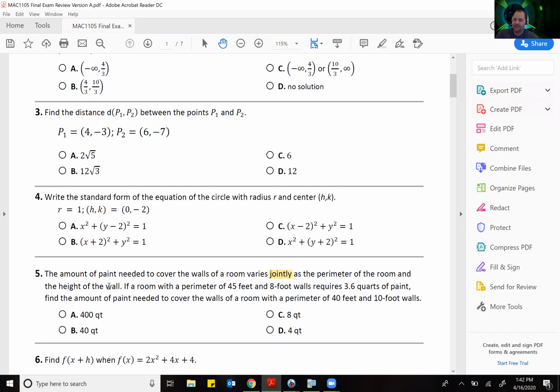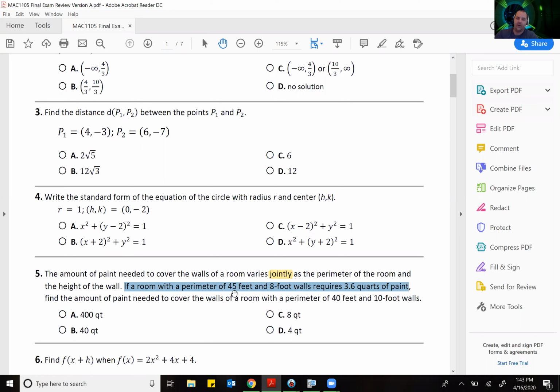Now we're going to do what I said. We're going to find K. And that's what this second sentence right here is for, before the comma. This part's going to help us figure out what K is, because we can't answer the question without K. So it says, if a room with a perimeter of 45 feet and 8-foot walls requires 3.6 quarts of paint. All right. So perimeter 45 feet.